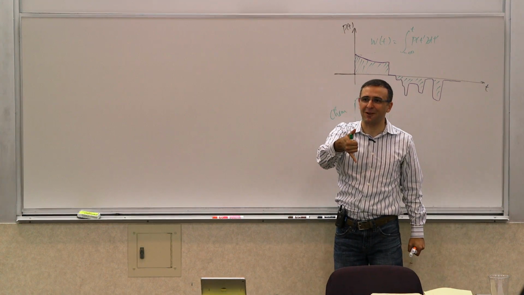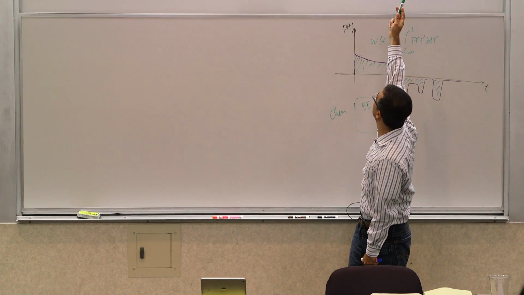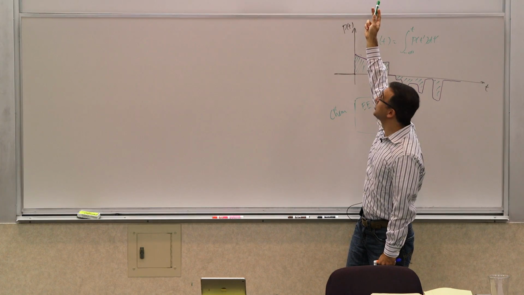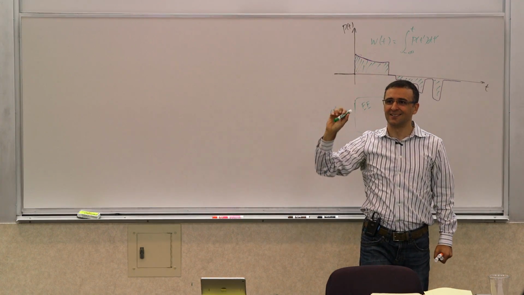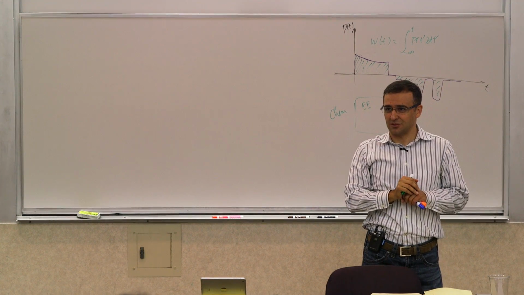So the product remains positive, right? That's what it means to say it's in the first and third quadrant. So you have both negative or both positive. And that's exactly the definition of a resistor. It's a mathematical definition of a resistor.